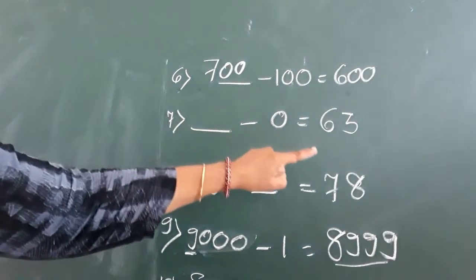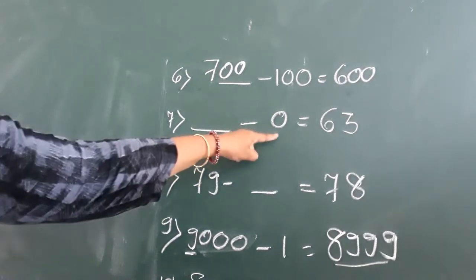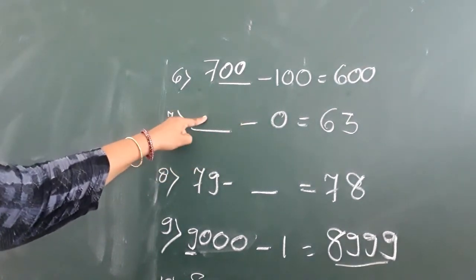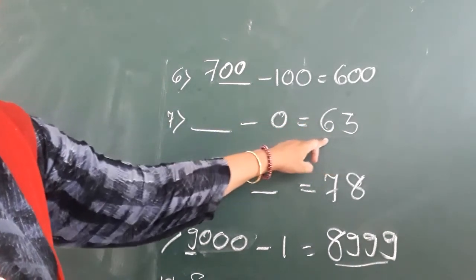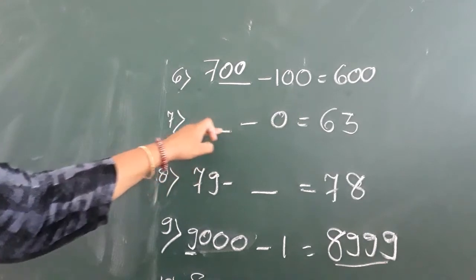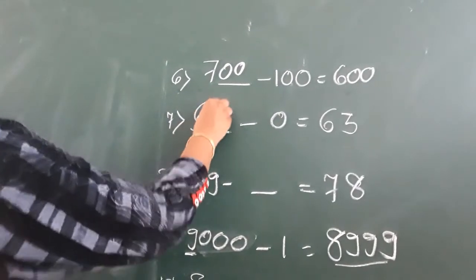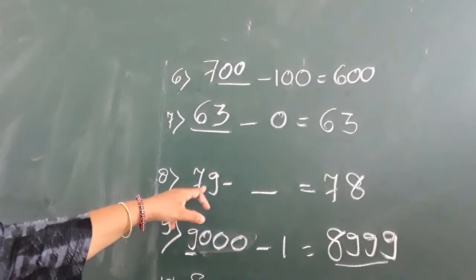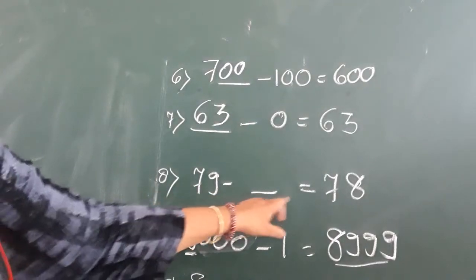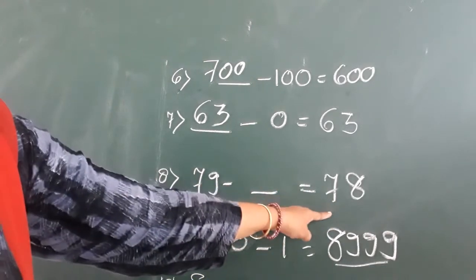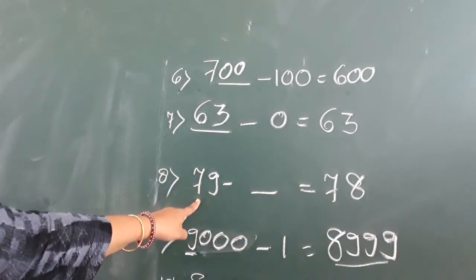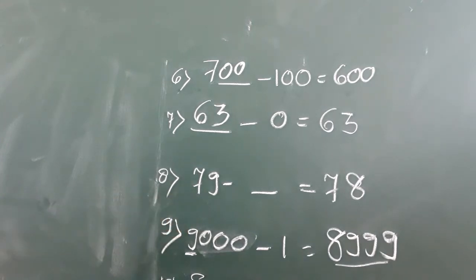Now let's move ahead. Blank minus 0 is 63. When 0 is subtracted from a number, you get the same number, as we know. So here the answer is 63 and 0 is subtracted. So which is this number? This is 63. Fine. Now 79 minus which number is 78? When you see these numbers, you know that 78 is the predecessor of 79, right? So which number is subtracted over here? That is 1. So 79 minus 1 is 78.